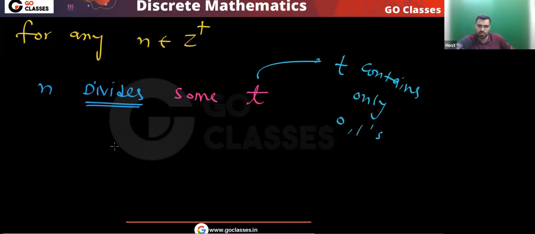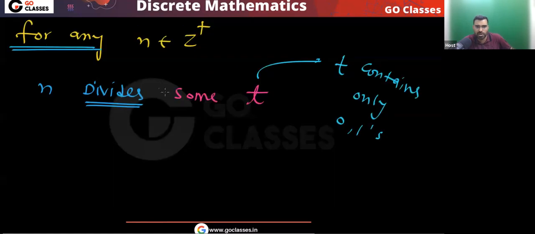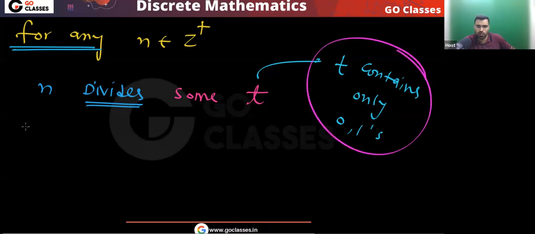Did you understand this theorem? Please tell me. Whatever natural number you take, this n will divide some integer which contains only 0s and 1s. For example, 2 divides whom? 2 divides 10. Okay, 2 divides 10. 3 divides whom?